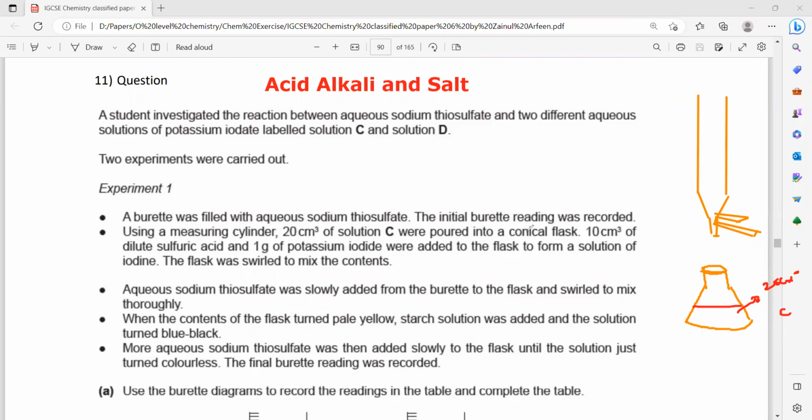Then 10 cm³ of sulfuric acid is also added because this reaction can happen in acidic medium or acidic condition. That's why sulfuric acid is added here. And 1 gram of potassium iodide is also added to form a solution of iodine. As a result, it will form an iodine solution. The flask was swirled to mix the contents. And in the burette, we have sodium thiosulfate, which is Na2S2O3. That's the chemical formula of sodium thiosulfate.